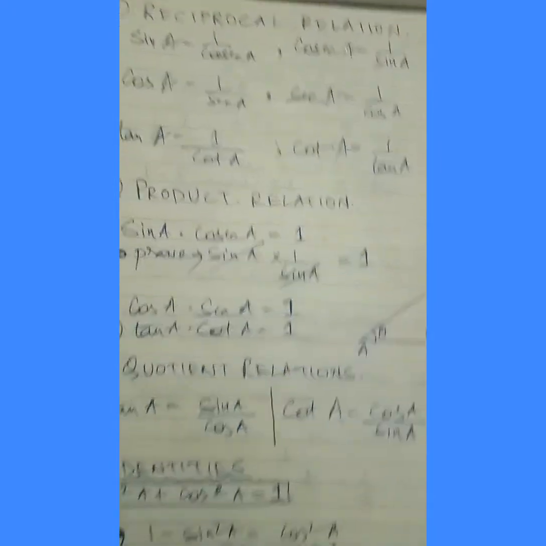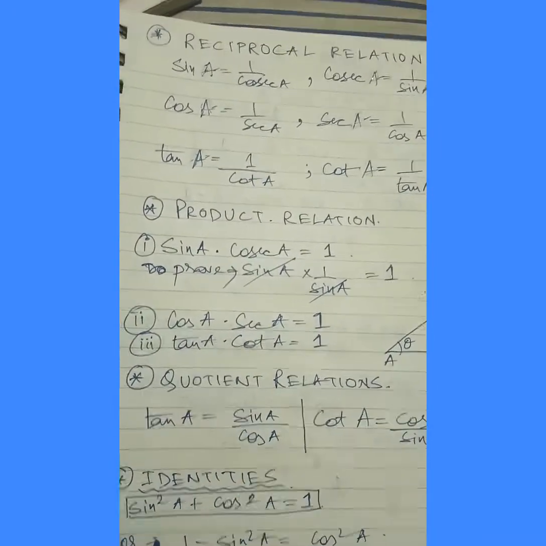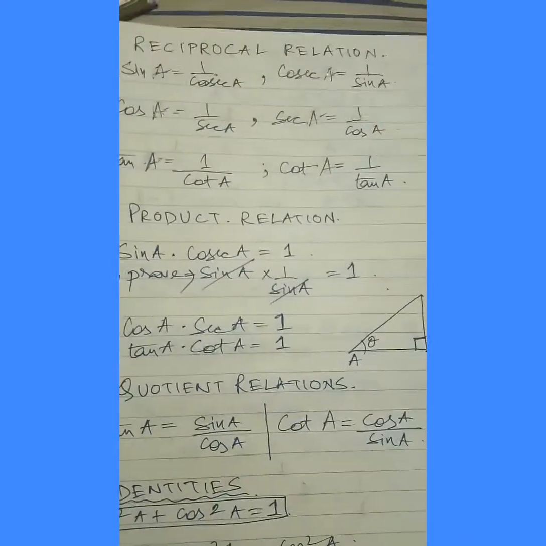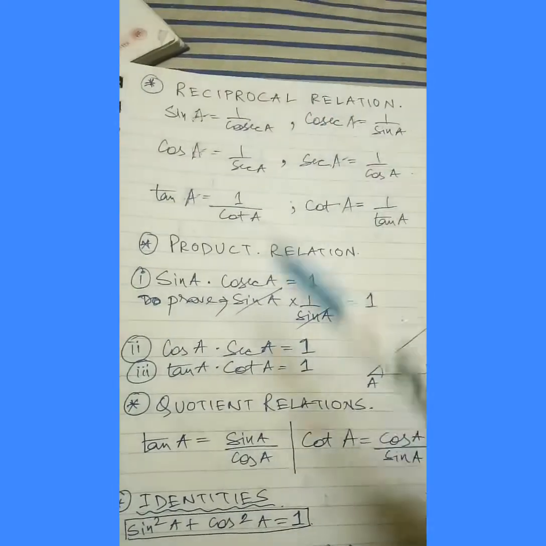Now we are coming to the quotient relation. Tan A equals sine by cos, and cot A is cos A by sine A. The relationship is the same. All these things you have to learn.